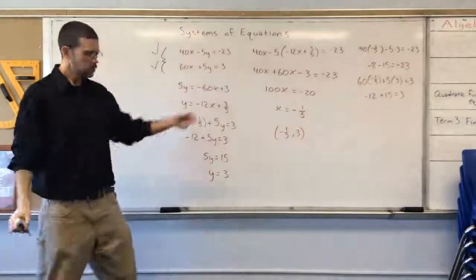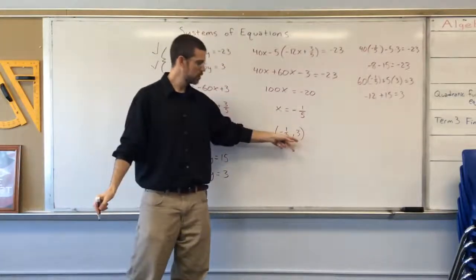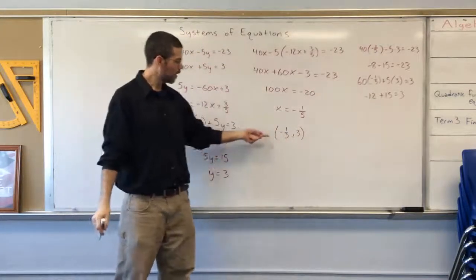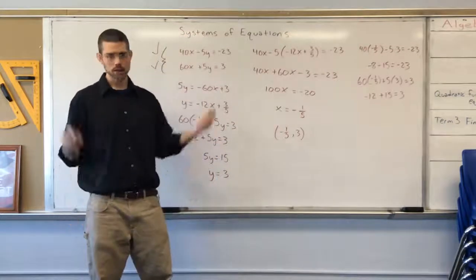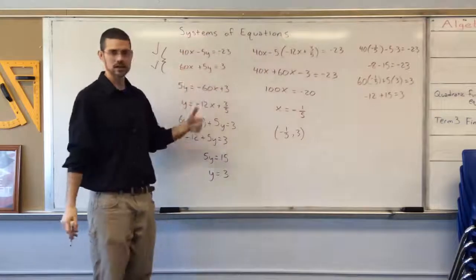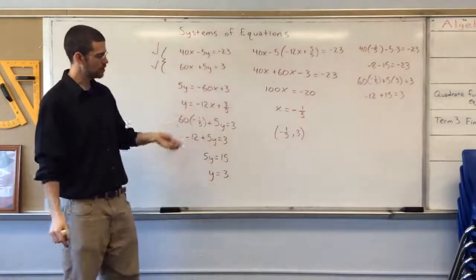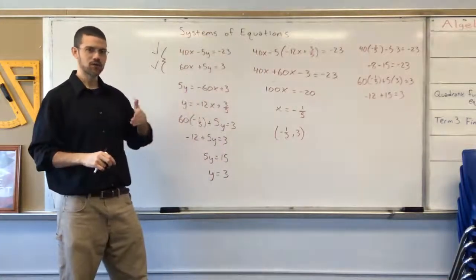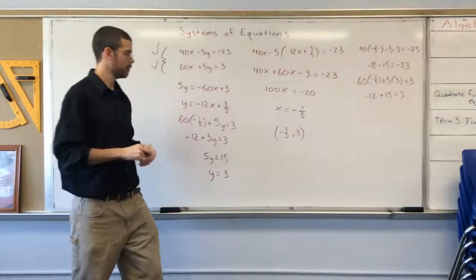Well, there we go. So it turns out we actually did have one convenient coordinate, but the other one was a fraction, and that's okay. That just means that the point that these two lines intersect at happens to be at negative 1/5, positive 3, and we're done.